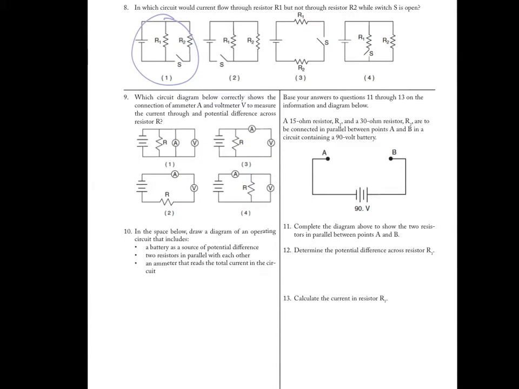Now number 9. Which circuit diagram below correctly shows the connection of ammeter A and voltmeter V to measure the current through and potential difference across resistor R.